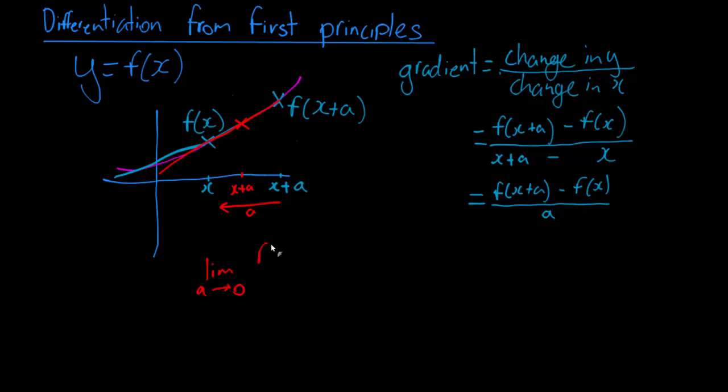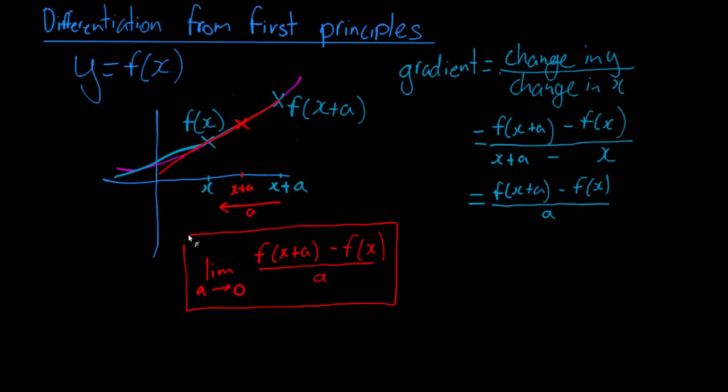So we know the gradient is f of x plus a minus f of x, all over a. And the idea of this is we think, well, if a, that gap, is really, really small, it's basically 0. And we think, well, what does that look like for our particular function? So it probably doesn't make much sense at the moment. We need to put some actual functions into here to get some differentials out.